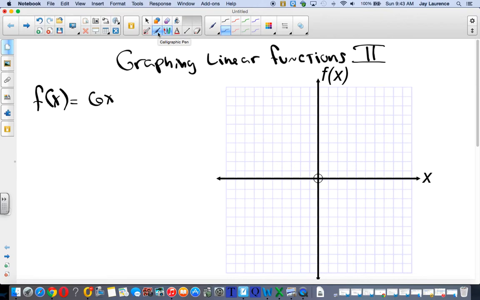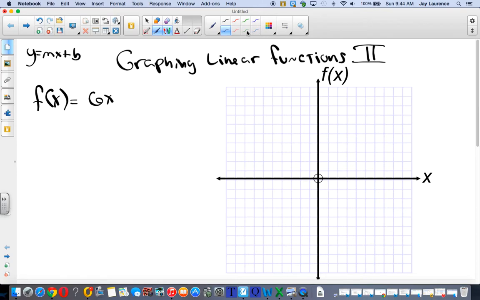Hello! Algebra students, Mr. Lawrence here, and we're going to continue our exploration of graphing linear functions. Now, we learned this special form of y equals mx plus b called slope y-intercept form, right? Technically slope-intercept form, but I like to call it y-intercept form to help out my algebra students.